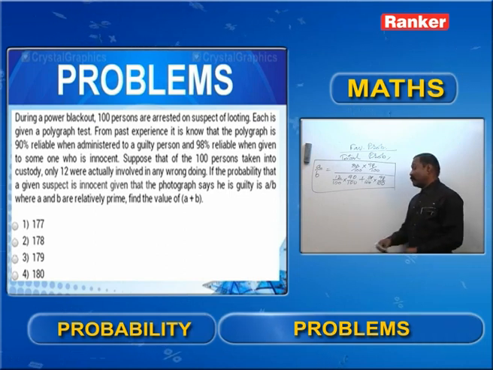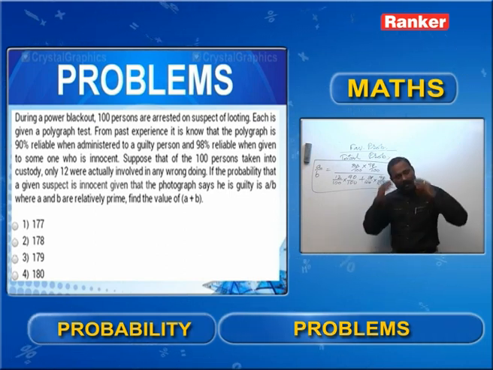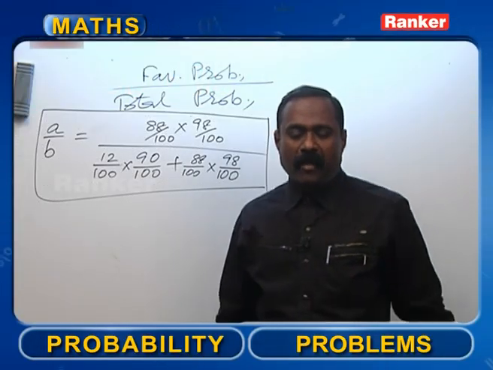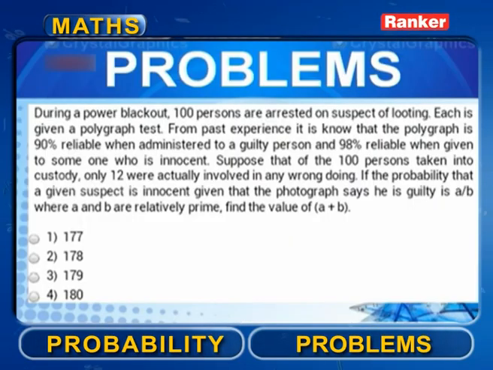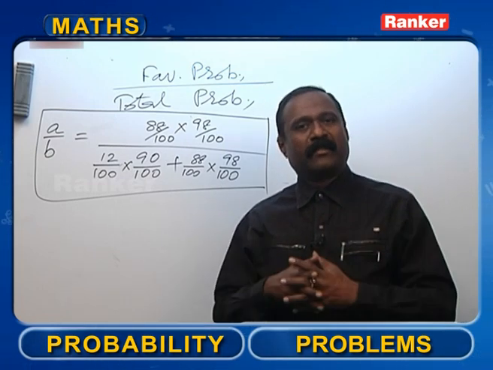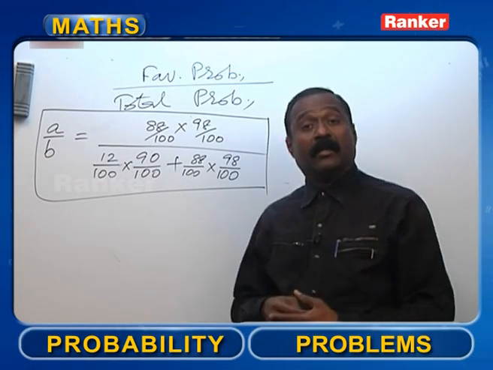What are relatively prime numbers? You just think of it, and if you understand, answer the question and write the options there. 177, 178, 179, 180 are the options given. Try this problem. If you know the meaning of relatively prime numbers, that will be better. Otherwise, we will see that in the next session.